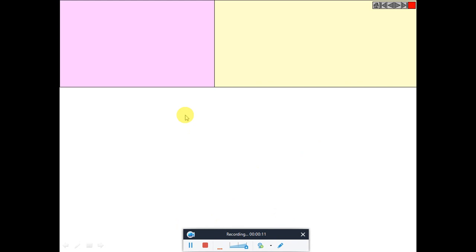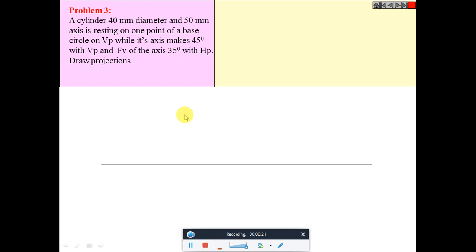And for today's session, we are going to see the topic projection of solid inclined to VP. This is the question statement. A cylinder 40 diameter and 50 axis is resting on one point of a base circle on VP, while its axis makes 45 degrees with VP and front view of axis 35 degrees to HP.